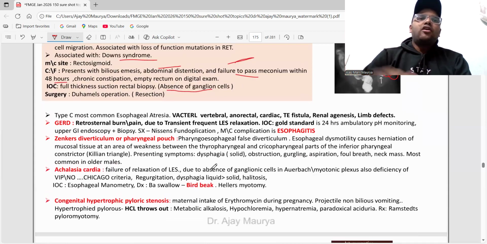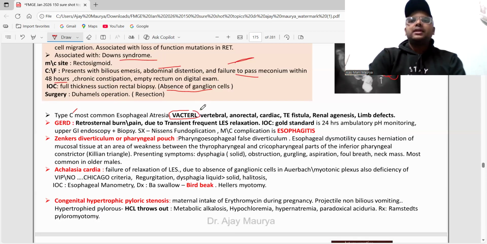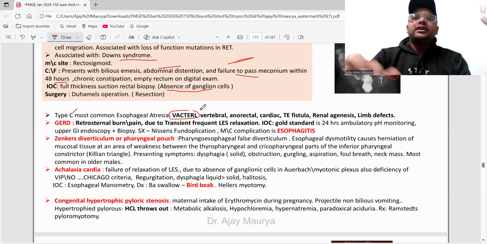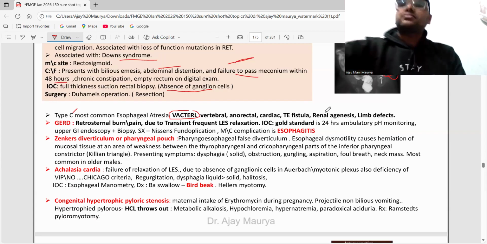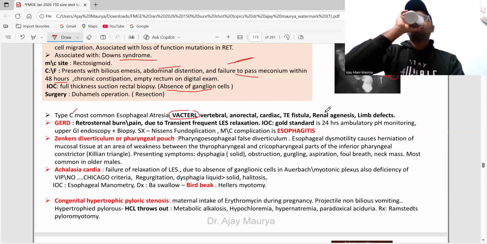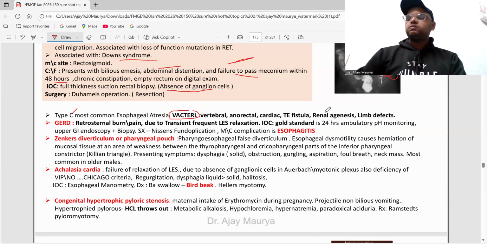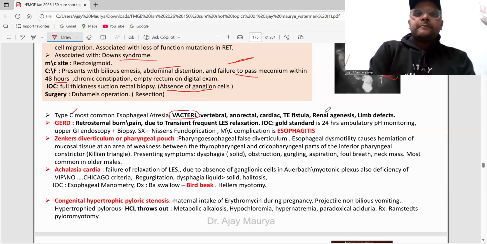Remember here, out of all the esophageal atresia, the most common type is type C. C is the most common type. C for common, C for type. Remember here that this is a VACTERL disease. V for vertebral, A for anal atresia, C for cardiac, T for tracheoesophageal fistula, and so on. Among all these, the most common is the cardiac.